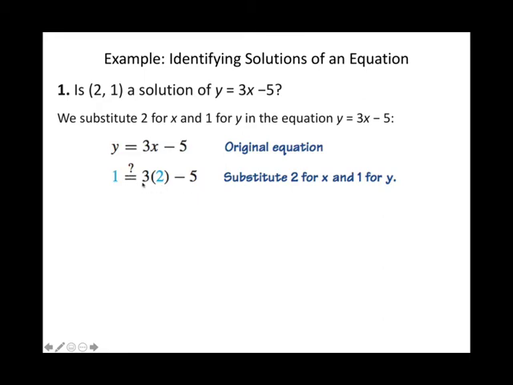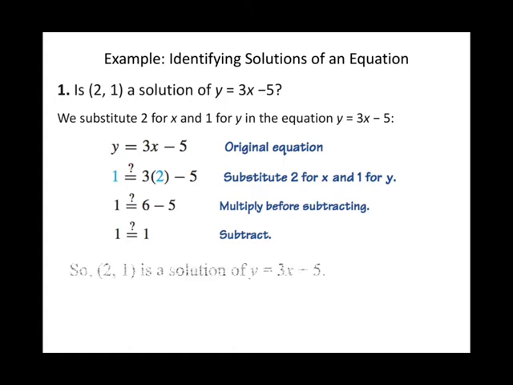Now we do the math here. 3 times 2 is equal to 6. 6 minus 5 is equal to 1. So 1 equals 1. Is it a true statement? Yes, right? So we're going to say (2, 1) is a solution of this equation.